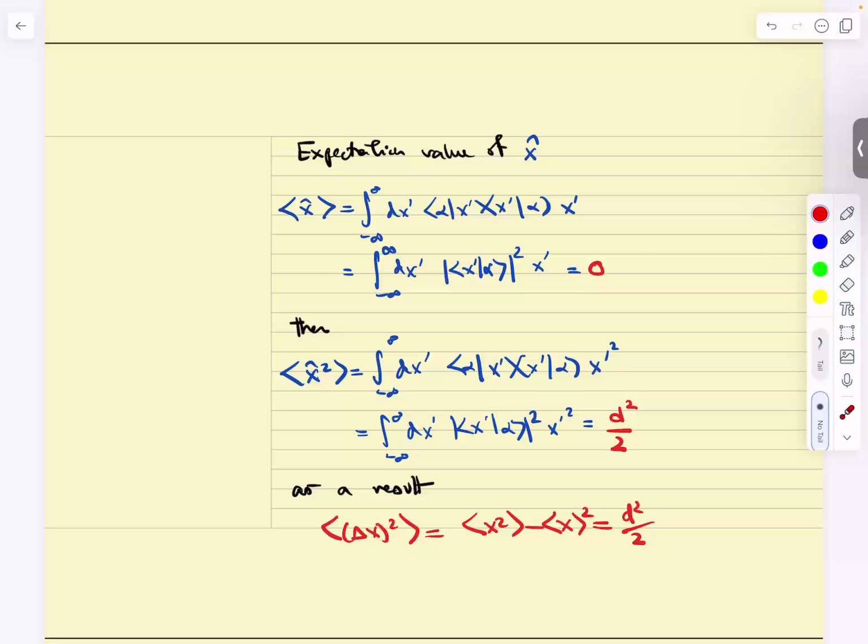So what was the Fourier transform of a Gaussian? A Gaussian. I could literally repeat this analysis replacing x for p, and I'll find similar expressions for delta p squared. That's what I'm going to do next. All right.